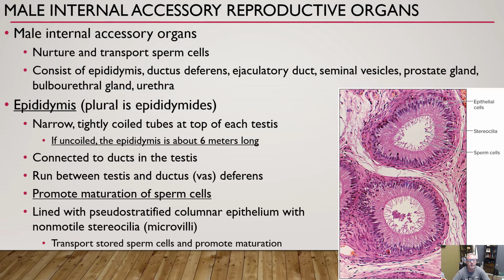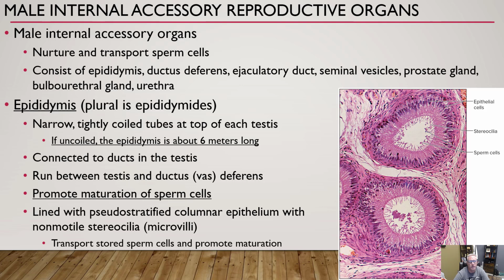All right, some of the male internal accessory organs are going to nurture and transport sperm cells, which we've already talked about. They're the epididymis, ductus deferens, ejaculatory duct, seminal vesicles, and prostate gland. We didn't talk about the bulbourethral gland or the urethra. We did a little bit. Epididymis, the plural is epididymes.